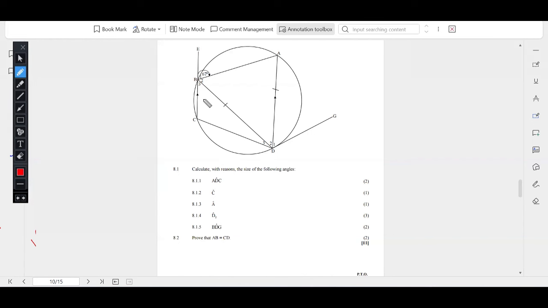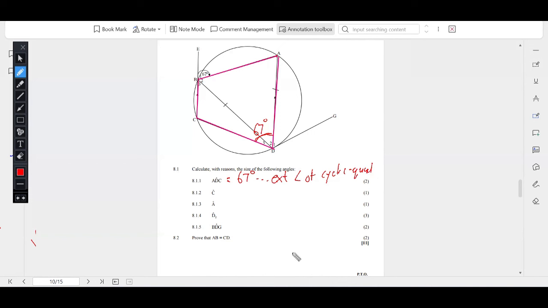So ADC, it's ADC. That means we are looking for this angle here. But then if we can check this here, we have a cyclic quadrilateral. So we can see all the four vertices there touching the circumference. There we go. Then as we can see here, this is an exterior angle of a cyclic quad. So it's supposed to be 67 degrees. So 67 degrees, exterior angle of cyclic quad.